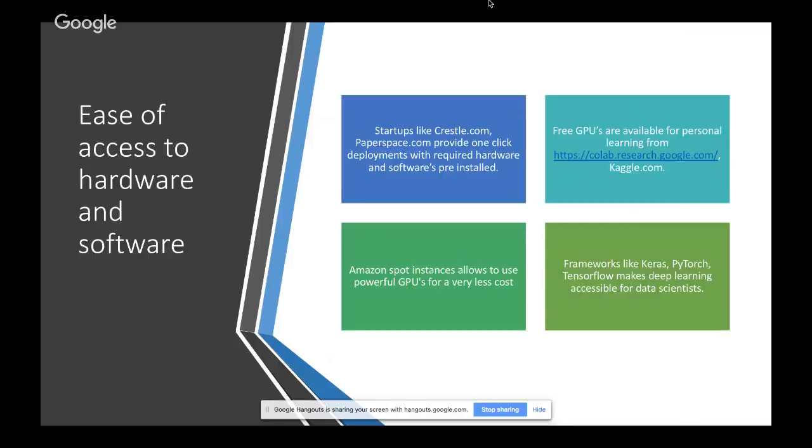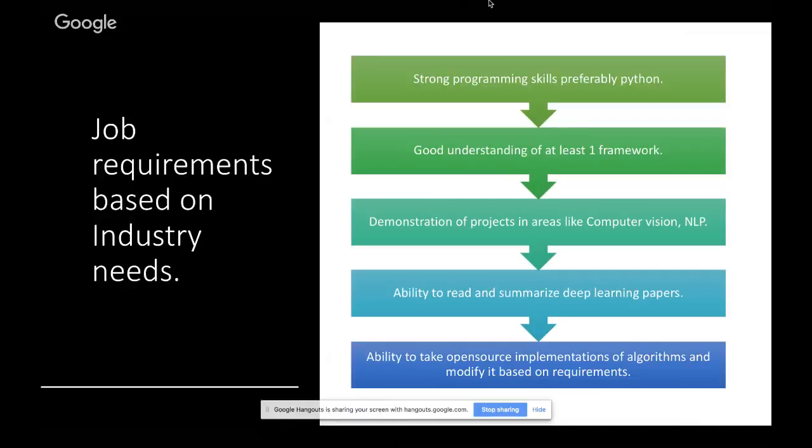It's not just the hardware that can make deep learning more accessible. The frameworks also need to evolve to make it more accessible for data scientists, right? Some of the modern frameworks like Keras, PyTorch, or TensorFlow make deep learning very accessible for data scientists, right? That's a very, very interesting time to be in.